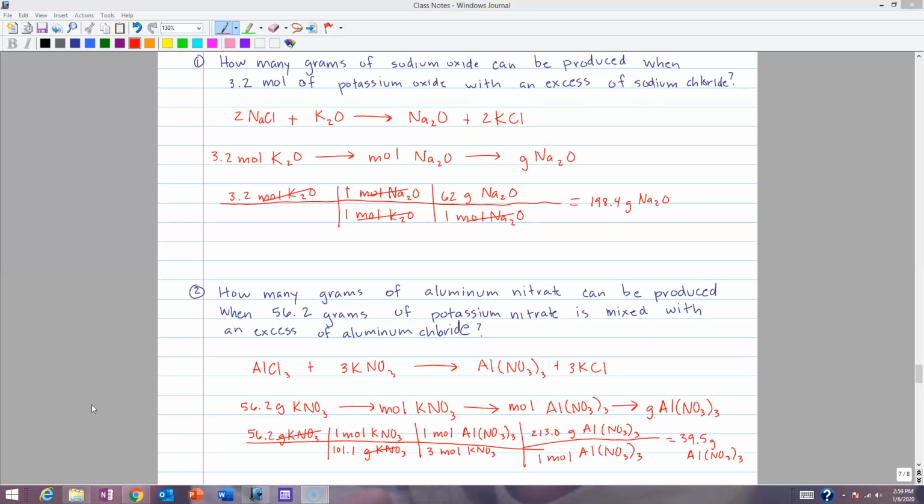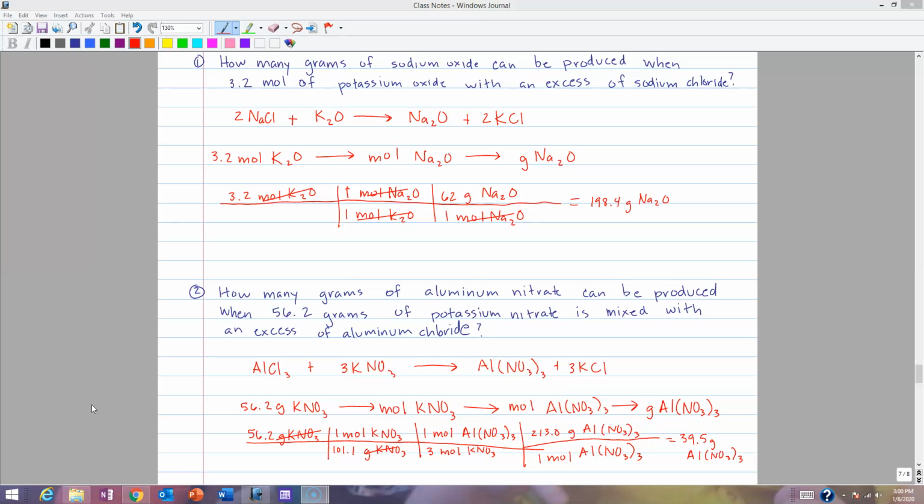So the first try it yourself problem says how many grams of sodium oxide can be produced when 3.2 moles of potassium oxide is mixed with an excess of sodium chloride. So first of all, we're going to set up our balanced chemical reaction. And our chemical reaction tells us that sodium chloride plus potassium oxide is going to produce sodium oxide and potassium chloride. We have to put a 2 in front of the sodium chloride and a 2 in front of the potassium chloride to balance out the equation.